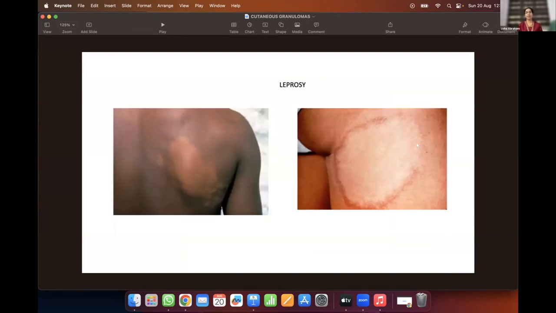Coming to leprosy. Here also we see tuberculoid granulomas, as I said earlier. The patient can present with asymptomatic hypopigmented patches or well-defined dry scaly patches.